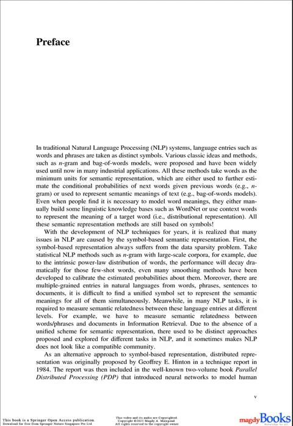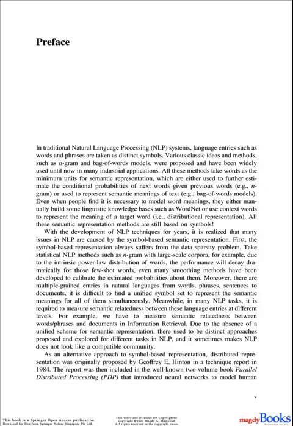symbol-based semantic representation. First, the symbol-based representation always suffers from the data sparsity problem. Take statistical NLP methods such as n-gram with large-scale corpora, for example, due to the intrinsic power law distribution of words, the performance will decay dramatically for those few shot words. Even many smoothing methods have been developed to calibrate the estimated probabilities about them.